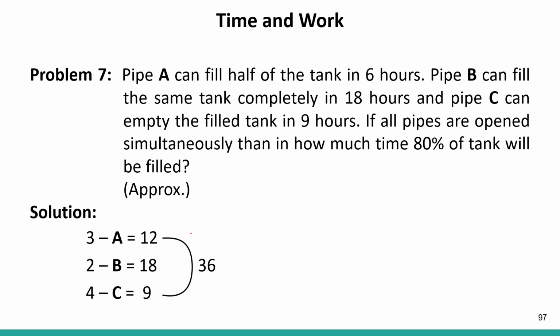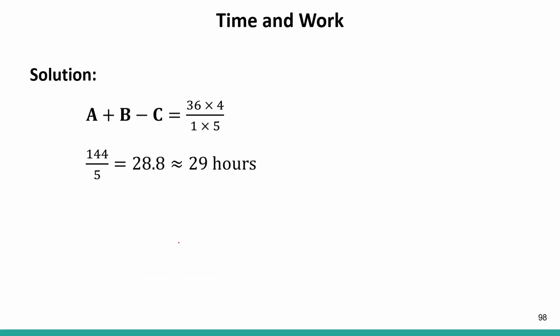Okay. So 3 minus A is equal to 12, 2 minus B is equal to 18, 4 minus C is equal to 9. So combine 36, right? So A plus B minus C is equal to what? 36 into 4 by 1 into 5. So it will be approximately 29.